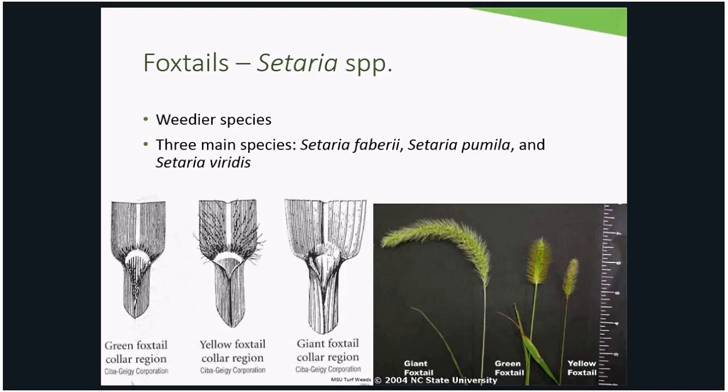And if there's just 1 to 3 bristles, so a very low number, then you have green foxtail. But if there's many more, usually 5 to 15 or even more, then it's going to be yellow foxtail. So just knowing those two things, the hairiness of that ligule and the number of bristles, can help you distinguish between green and yellow foxtail. And then we know giant foxtail because it looks so much different and is much more robust than the other two.